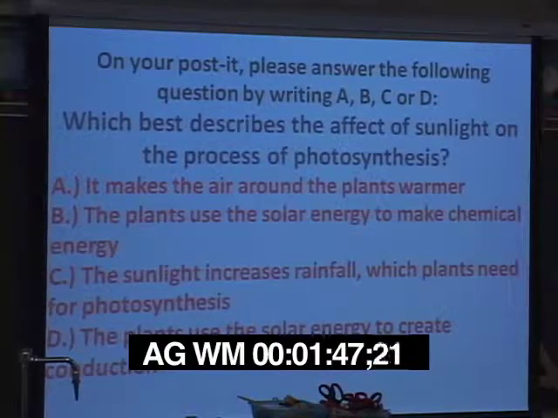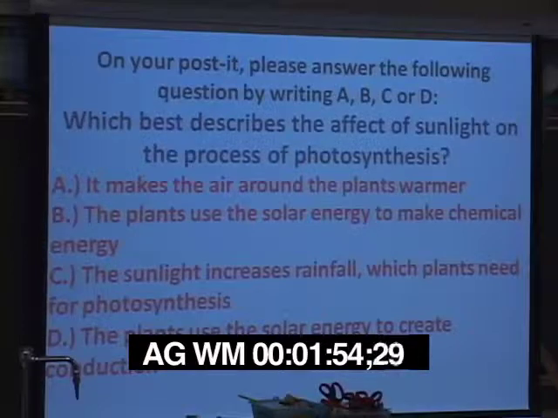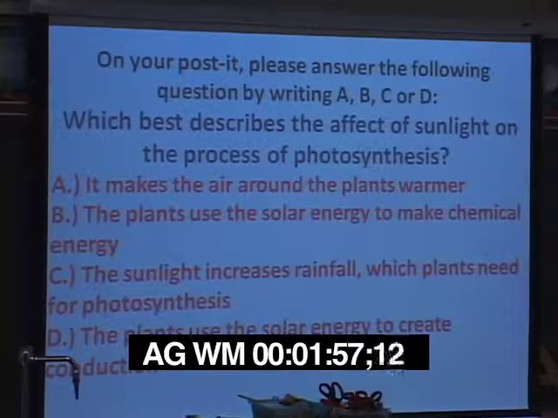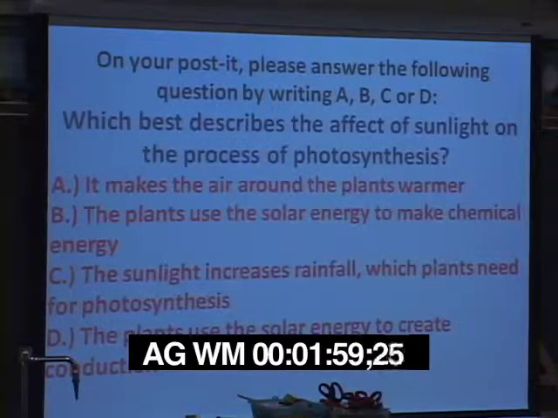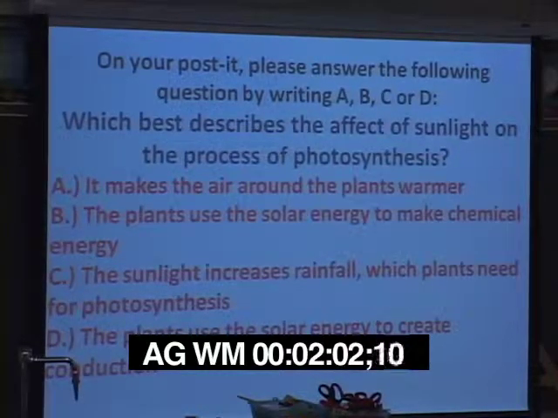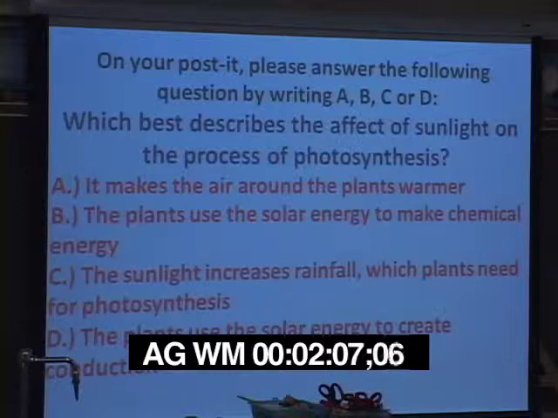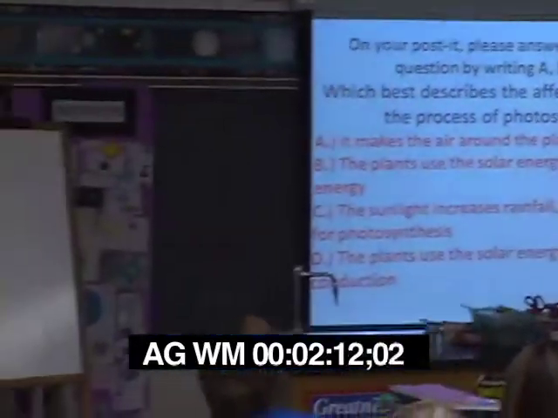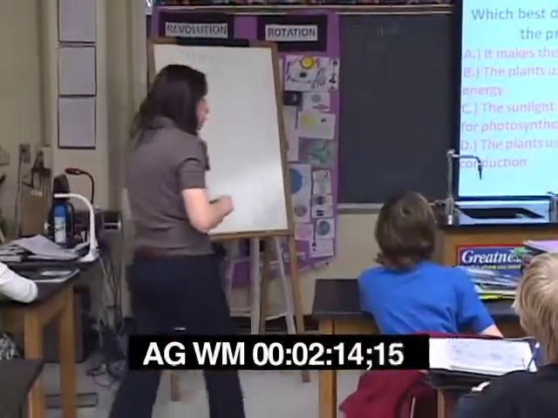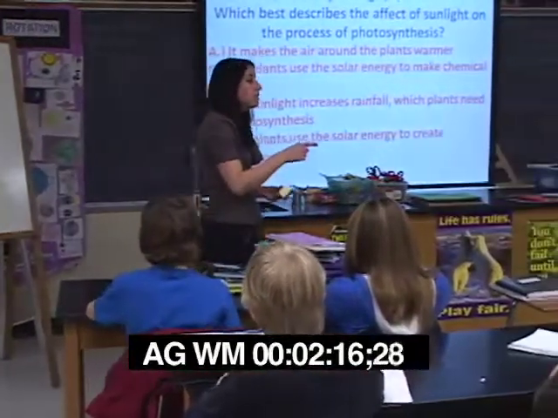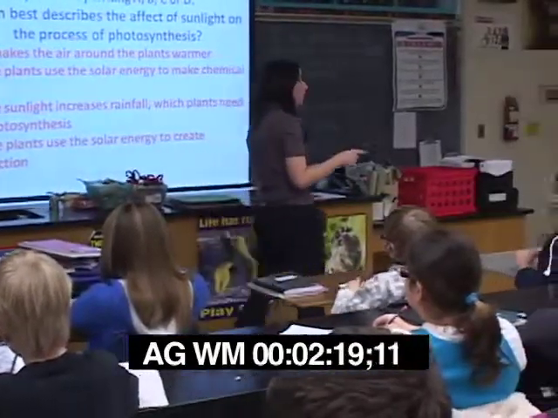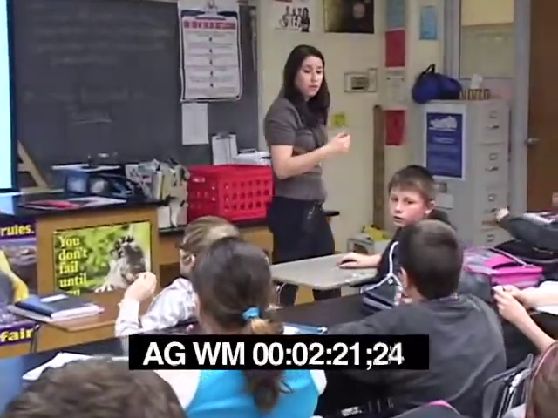Is it A, it makes the air around the plants warmer? Is it B, the plants use the solar energy to make chemical energy? Is it C, the sunlight increases rainfall, which plants need for photosynthesis? Or is it D, the plants use the solar energy to create conduction? So you need to write A, B, C, or D on your Post-it note. These are anonymous, so I expect everyone to participate and give their own thoughts and ideas today.